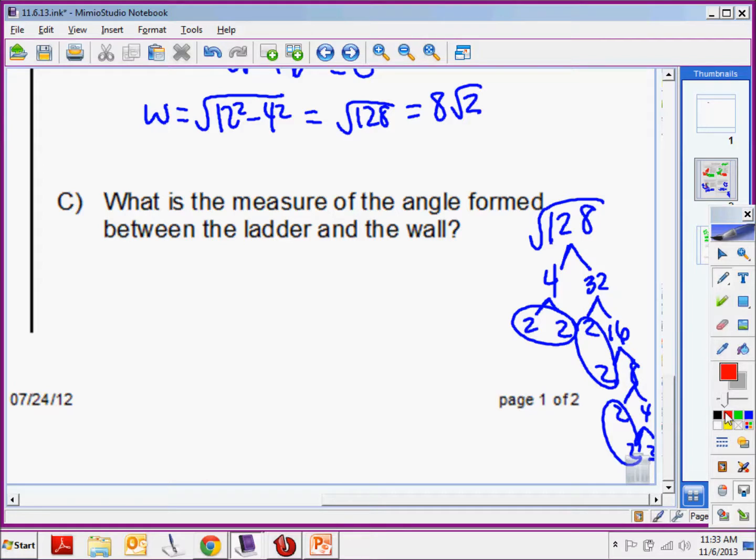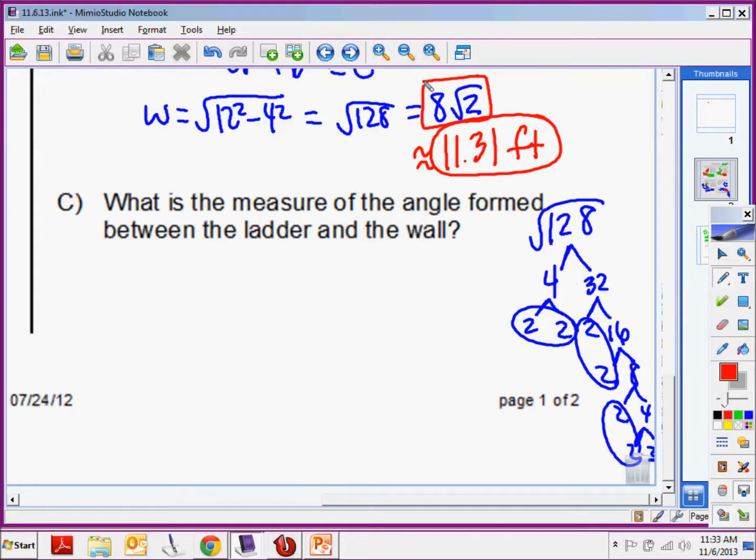Yes, Dulce. Would the decimal still be acceptable? The decimal will still be 11.31? Yes. So the decimal is approximately 11 and 31 hundredths of a foot. But if a problem asks you for the exact value, it would be 8 square root of 2 feet. I just wanted to throw that out there, but we will get back to this a little more in January. This is something that you should have left Algebra 1 knowing and definitely left Algebra 2 knowing.